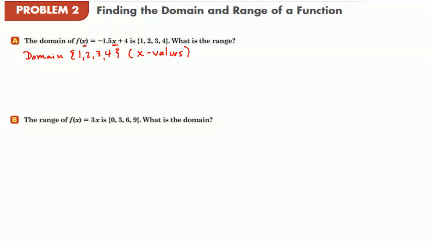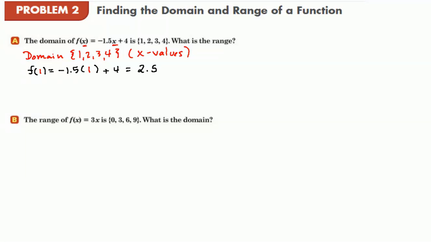Same thing how we did problem number 1. We're going to say f, and then instead of an x, we're going to plug in the value of 1. F of 1 is going to equal negative 1.5 times x, which is going to be our 1, plus 4. So if we plug this in, our answer is going to be 2.5.